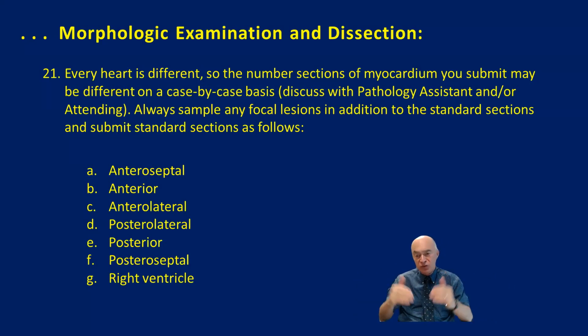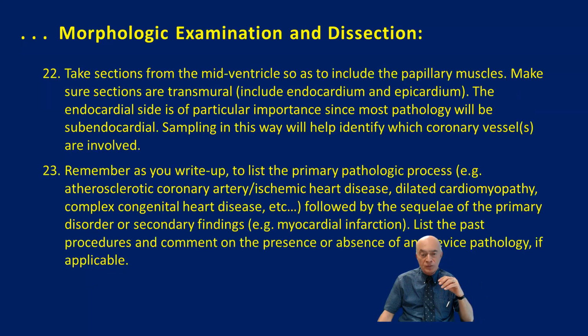And then, in addition to the conventional sections, you really need to focus on the areas that can be more abnormal or that require microscopic examination. In general, you can take samples of lesions in different aspects of the heart, the anteroseptal, anterior, anterolateral, etc., as well as the right ventricle and the septum, to be able to identify these particular lesions. Also, take sections of the mid-ventricle to include the papillary muscles. Make sure that the sections are transmural, including endocardium and epicardium. And if the tissue is too thick, then you can divide it into different cassettes or two different specimens in the same cassette.